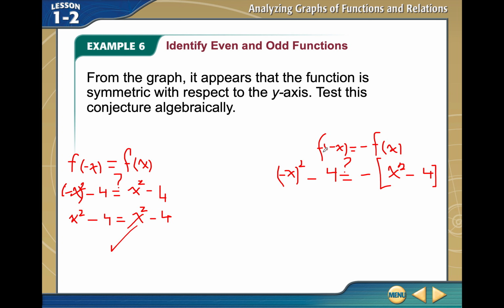So let's solve this part. Minus x all of it squared is x squared minus 4. And let's see this side. Negative multiplied by x squared, that's negative x squared. And negative multiplied by negative, that's plus 4. Clearly, x squared minus 4 is not equal to negative x squared plus 4. So they are not equal. So this means it is not odd. It's only even.